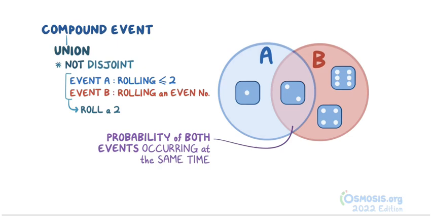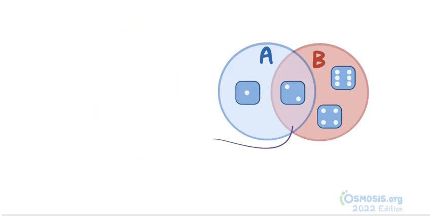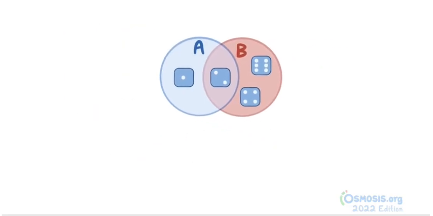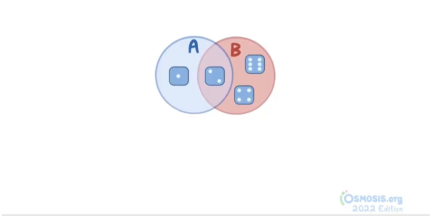The non-overlapping area in circle A is the probability of rolling a 1, which is a number that's less than or equal to 2, but not an even number. And the non-overlapping area in circle B is the probability of rolling a 4 or a 6, which are even numbers, but not numbers that are less than or equal to 2. It's a bit more complicated to calculate the probability for not disjoint events because you have to take into account the overlapping area. So let's break it down.